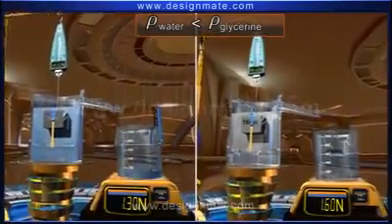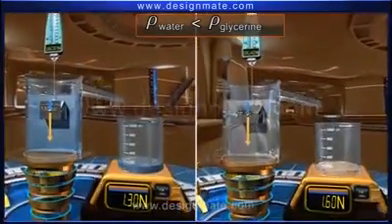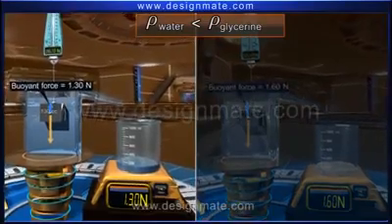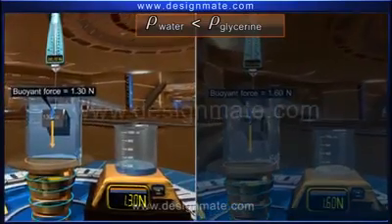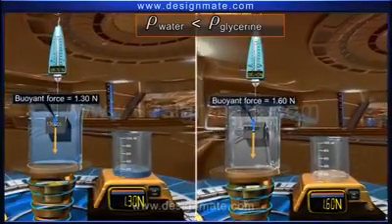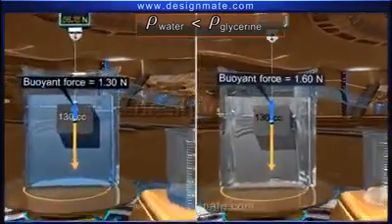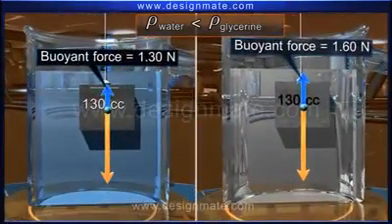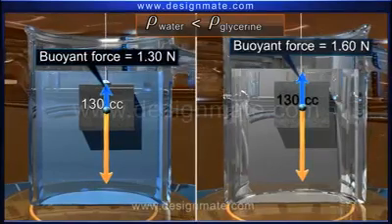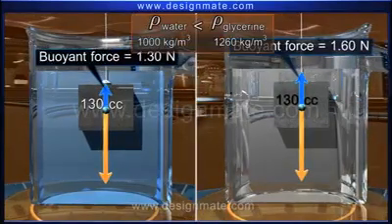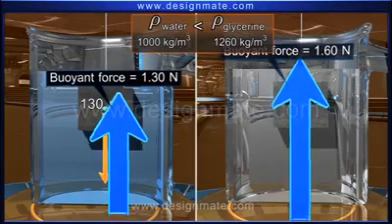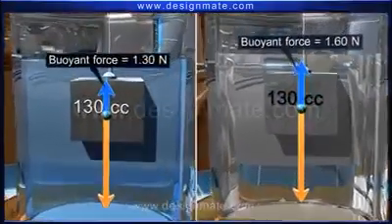The same can be confirmed from the previous activities. In water, the object experienced a buoyant force of 1.30 Newton, while in glycerine it was 1.60 Newton. This is because the density of water is less than that of glycerine. Thus, we can infer that for the same object, the denser the fluid, the larger is the buoyant force acting on it. Does the buoyant force depend on the density of the object immersed?